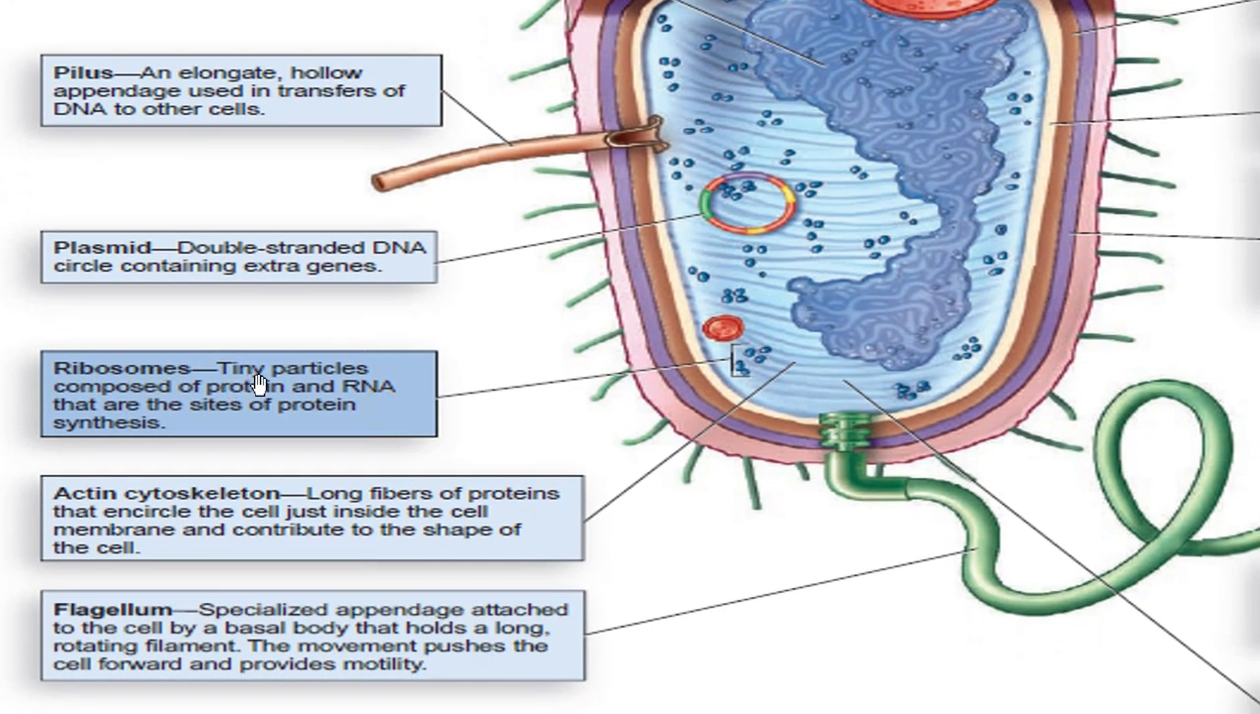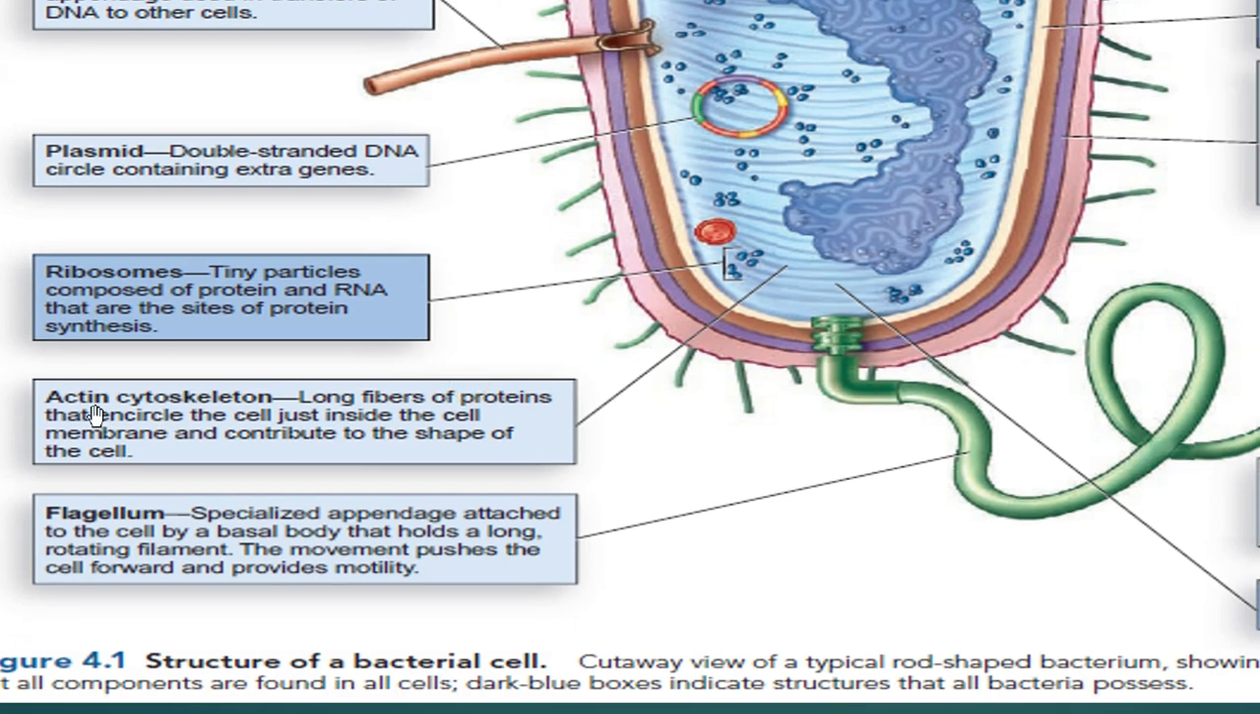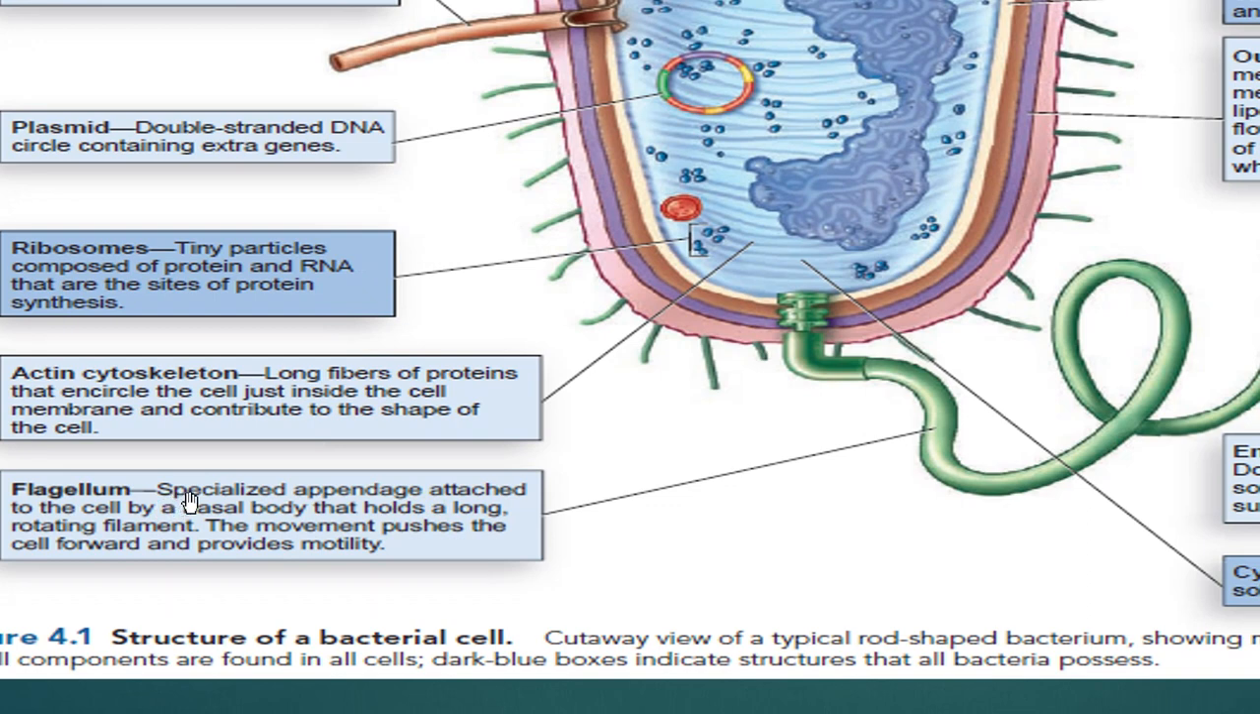Next one is the ribosome. Tiny particles composed of protein and RNA that are the sites of protein synthesis. So this is the place where protein synthesis is performed. Okay, so next one is the actin cytoskeleton. Long fibers of proteins that encircle the cell just inside the cell membrane and contribute to the shape of the cell. So it gives a specific shape to the bacterial cell. Okay, so next one is the flagellum or flagella. It is a specialized appendage attached to the cell by a basal body that holds a long rotating filament, and the movement pushes the cell forward and provides motility. So it basically gives the bacterial cell its motility. Okay.